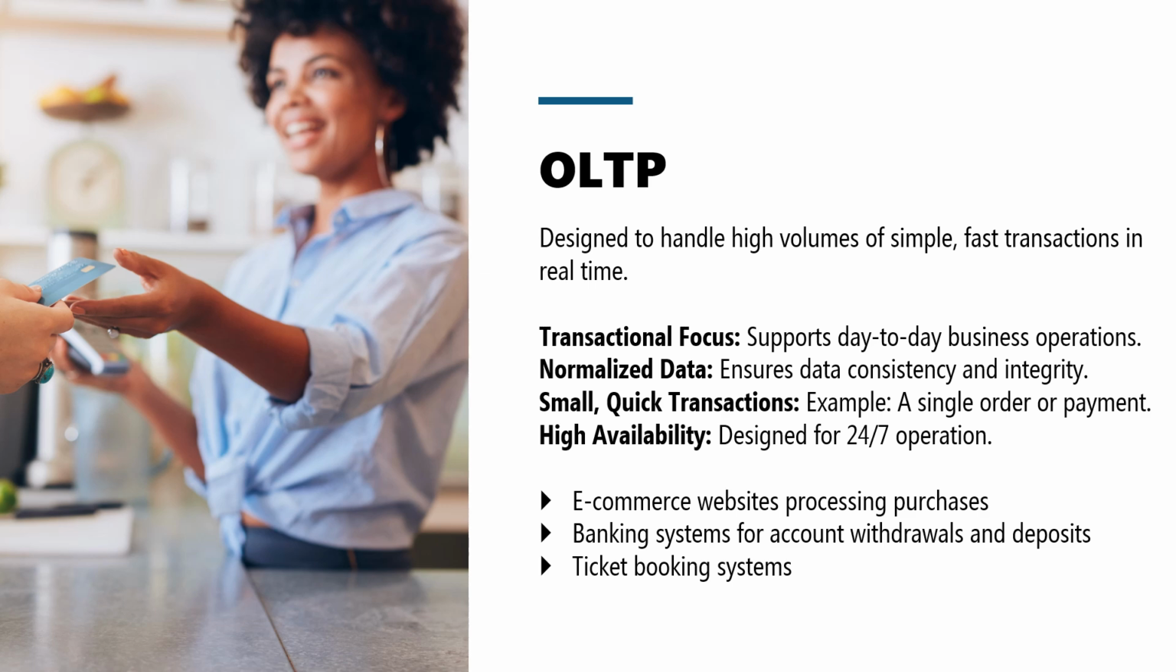Here's a simple example. Let's say you're ordering pizza online. You choose your toppings, place your order, and pay using your credit card. Behind the scenes, the OLTP system is hard at work. It processes your payment, updates the restaurant's order list, and even sends you a confirmation email, all in real time.